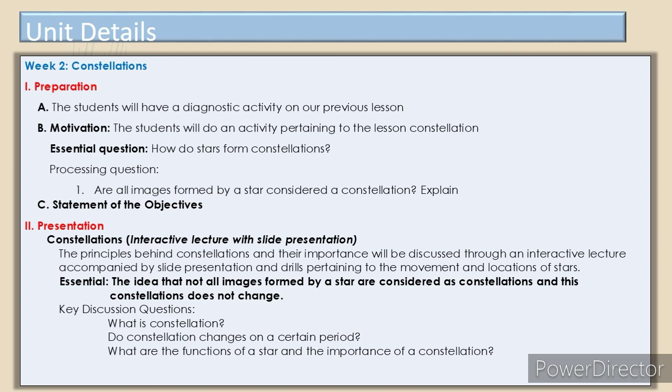The essential idea is that not all images formed by stars are considered constellations, and that these constellations do not change. The key discussion questions would be: what is a constellation? Does the constellation change over a certain period? What are the functions of a star and the importance of a constellation?